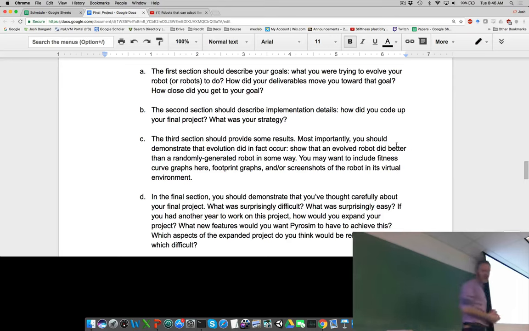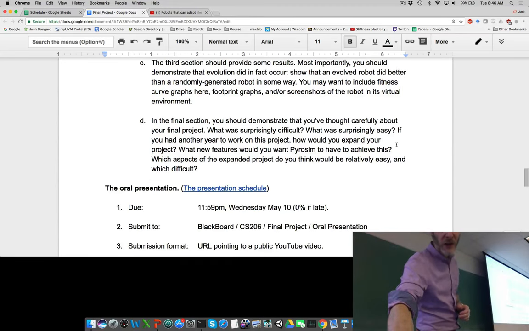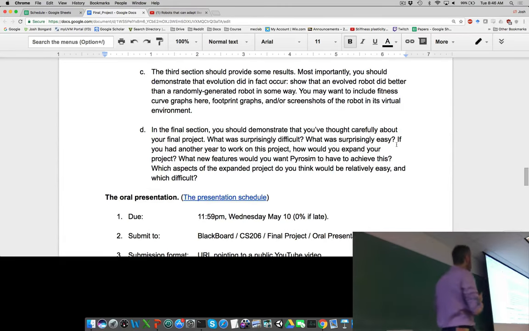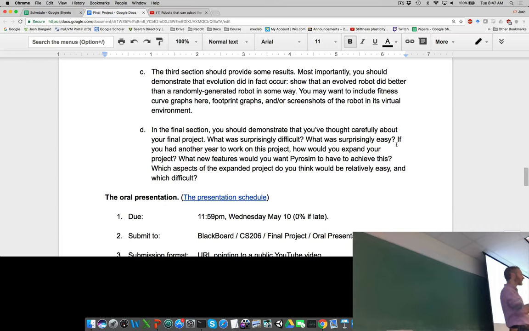Okay, final section. In the final section, I want you to demonstrate to us that you thought carefully about your final project, right? Some of you may have initially proposed something pretty ambitious and you weren't able to get there given the limitations of PyroSim and the computational limitations of your laptop or whatever, right? So when you were implementing your project, what was surprisingly difficult? What was surprisingly easy? In retrospect, why do you think that was the case?